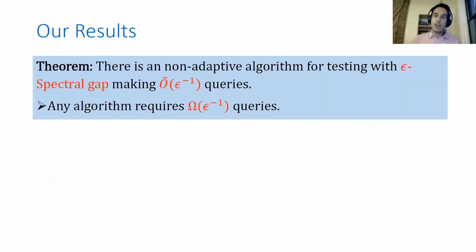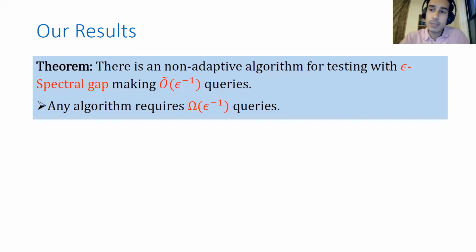So now I'm ready to tell you about the main results of this work. We'll begin with the problem when we instantiate it with the spectral norm. With the spectral gap problem, we show that there's a non-adaptive algorithm for testing with epsilon spectral gap, which makes tilde O of 1 over epsilon queries to the entries of A. And here this tilde O is only hiding log 1 over epsilon factors, so we don't have any direct dependency on n. Additionally, we show that any algorithm needs to look at least 1 over epsilon queries of the entries of A.